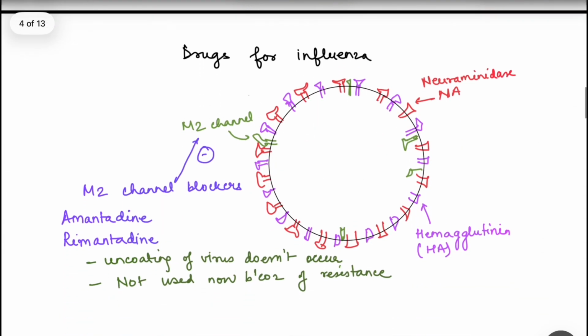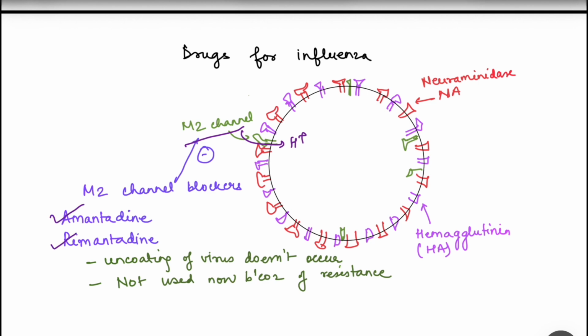Then we have other drugs, that is the M2 channel blocker. I told you before that via the M2 channel, hydrogen enters into the virus and is responsible for the uncoating of the virus and release of the RNA, which then uses the host machinery for translation and replication. So there are drugs which block this M2 channel, and these include amantadine and rimantadine.